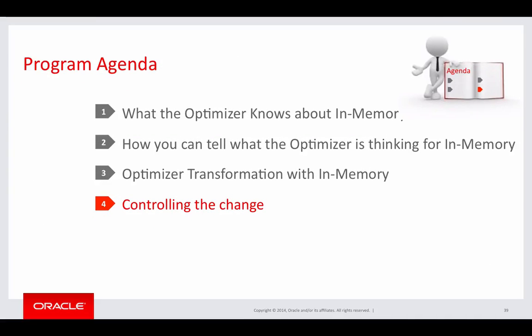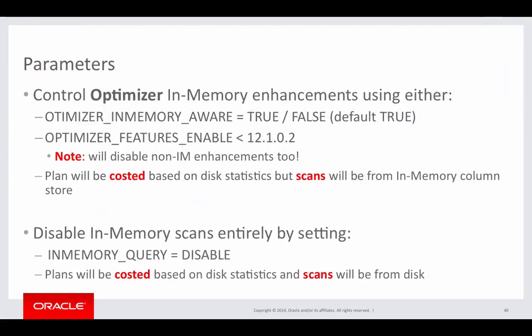Now, the final section I want to cover today is controlling all of these changes. As you can imagine, the fact that the optimizer is going to be changing execution plans based on the information that it's got about what tables are in memory and how much of those tables are in memory, you're bound to want to be able to control it to a certain degree. So let's look at the different init.ora parameters you have at your disposal.